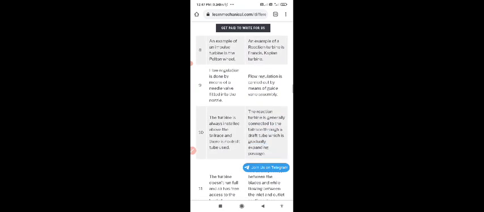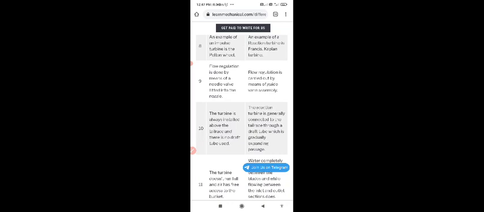Seventh one, the impulse turbine operates at high water heads. The reaction turbine operates at medium and low heads. Eighth one, an example of impulse turbine is the Pelton wheel. An example of reaction turbine is the Francis and Kaplan turbine.